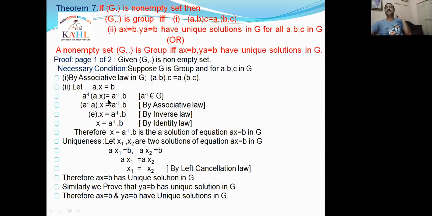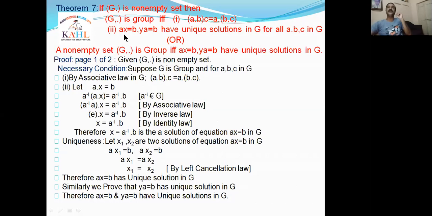I am applying the associative law for this one. That means A inverse (AX) becomes (A inverse A)X, and the right-hand side is the same. What about A inverse A? By inverse law, A inverse A is equal to E. X is the same, and A inverse B on the right-hand side is the same. E into X, where E is the identity element, gives X only. So X equals A inverse B. That means X is a solution of the equation AX equal to B. That means the equation AX equal to B has a solution.